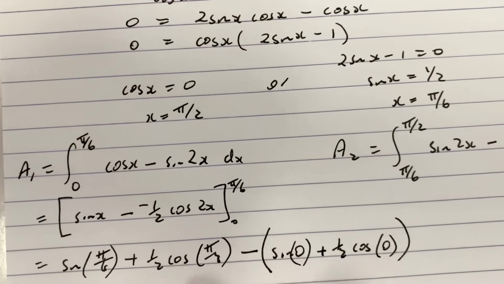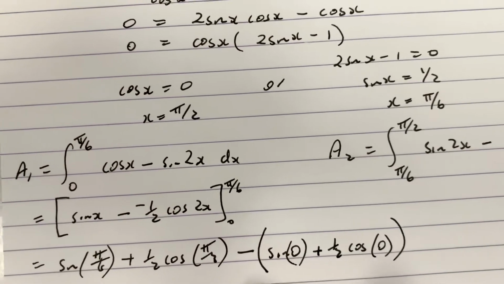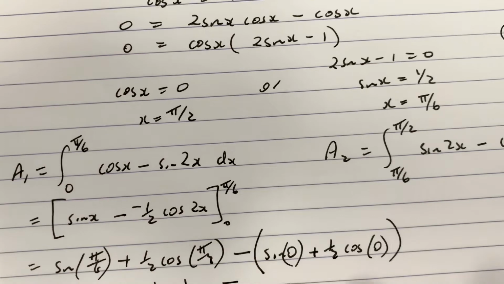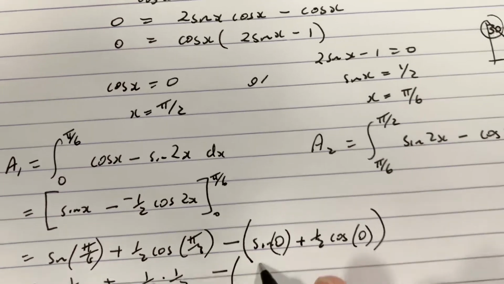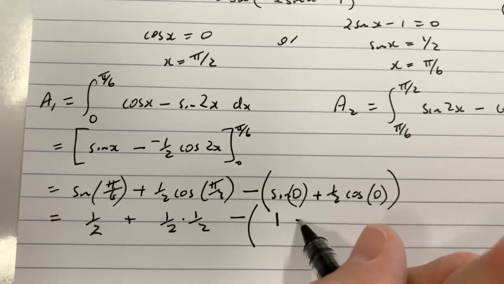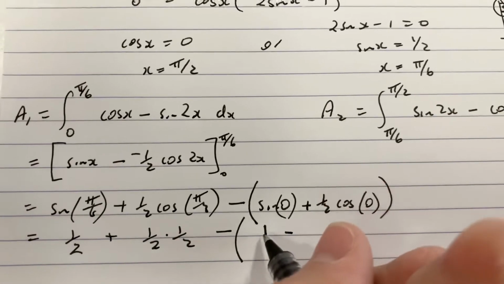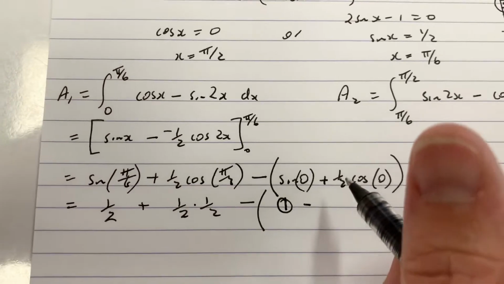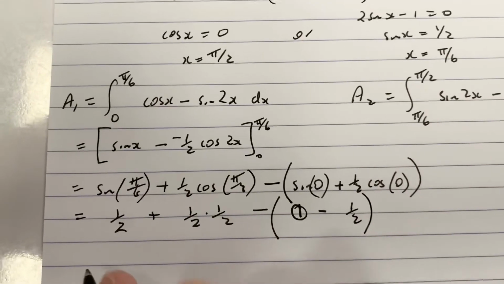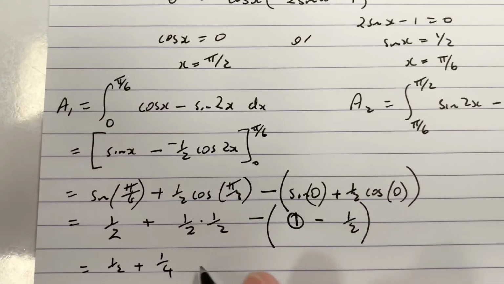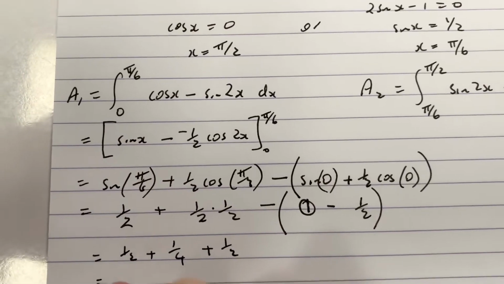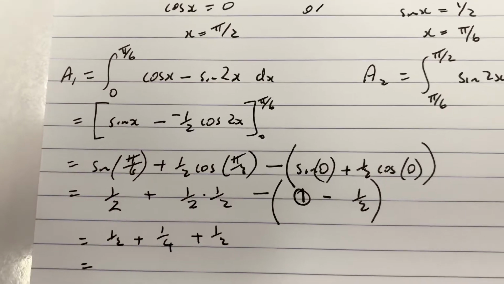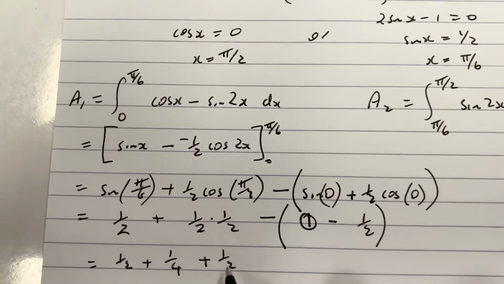Sine of pi on 6 is a half. Cos of pi on 3 is also a half, so a half times a half, minus sine of 0. Sine of 0 is 0, isn't it? Apologies for that, that was a silly error. And then cos of 0 is 1, so that's going to be take a half. So I've got a half plus a quarter plus a half. So therefore I get an area of, just checking I haven't made a mistake with my negatives, 1 1/4.